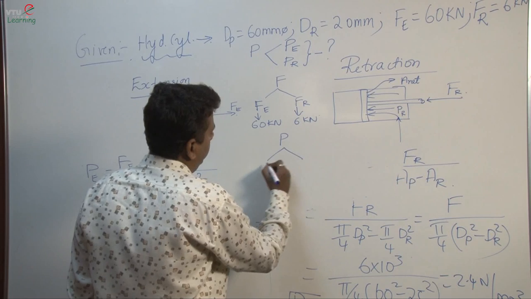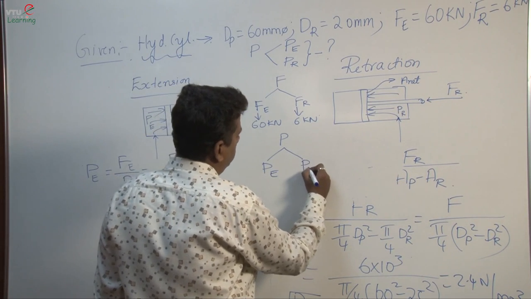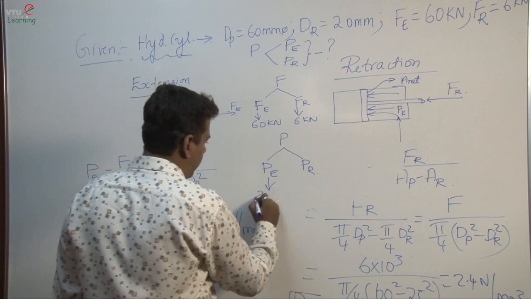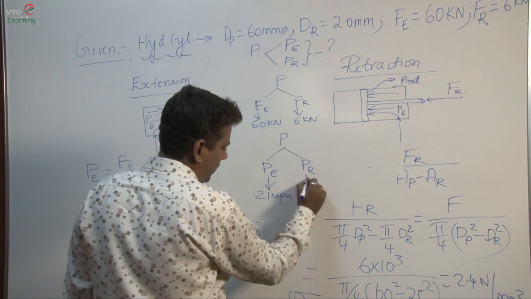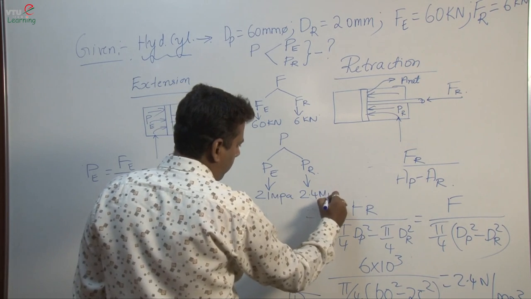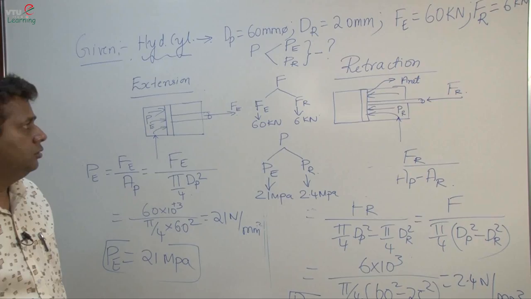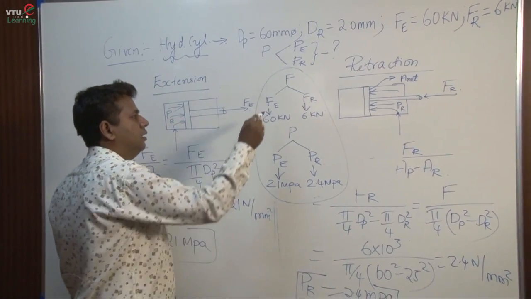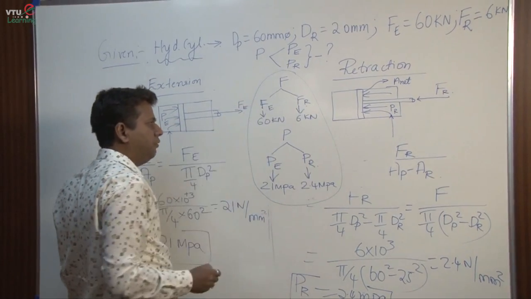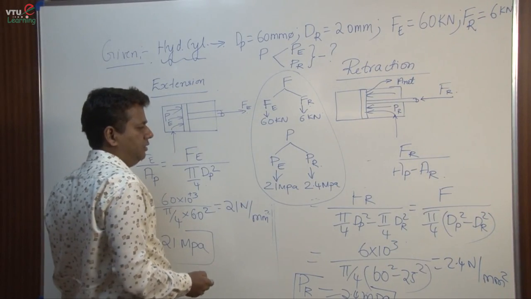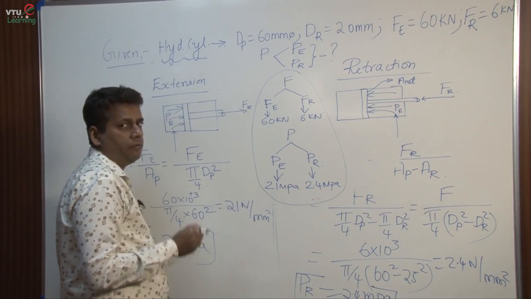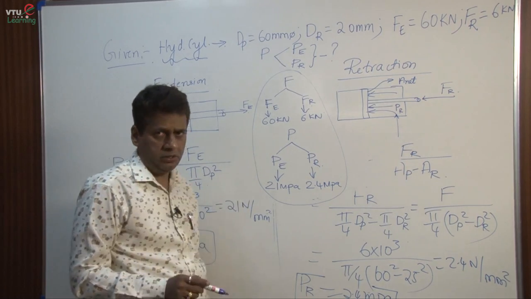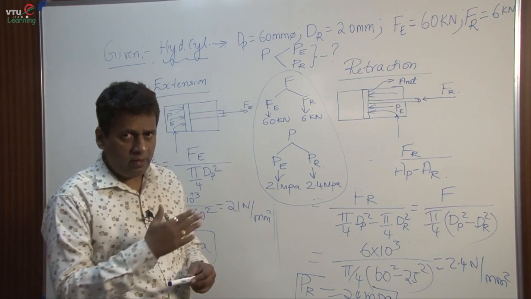Pressure, if you divide pressure for extension, pressure for retraction, so pressure for extension is 21 megapascals, for retraction it is 2.4 megapascals, right? So we have to analyze this, very important. You can see the extension force is greater than the retraction force, the extension pressure is greater than the retraction pressure. Of course, velocity is not considered, velocity of retraction is greater than velocity of extension. So in this way you have to analyze the problem.